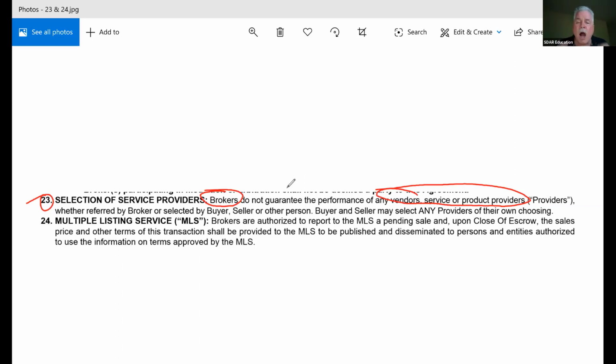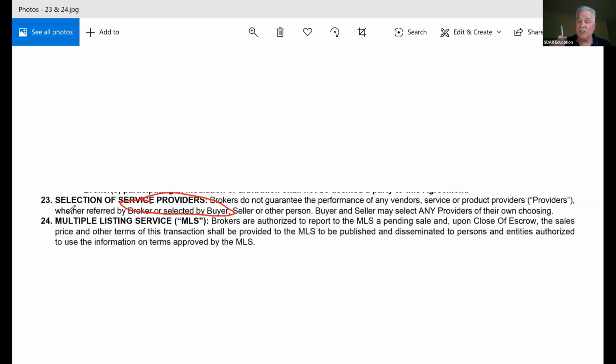So no, we do not guarantee their performance. Okay. Now, then how come we get into such a fight? Watch this. Whether referred by the broker or selected by the buyer, no matter who it is, okay? Listen, I want you to be the judge, all right? You be the judge that decides whether or not that service provider is a good one or it isn't.